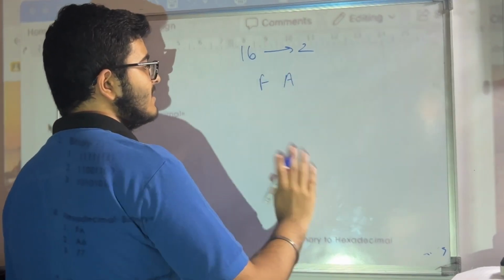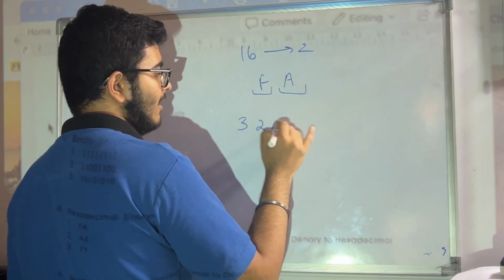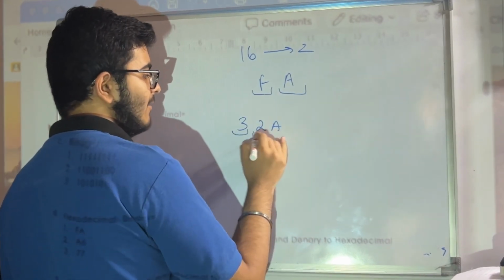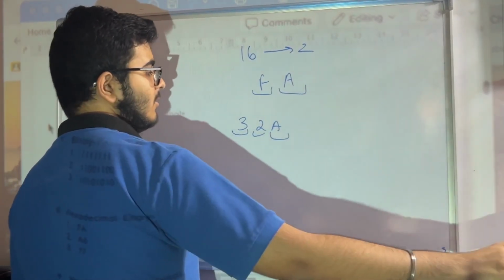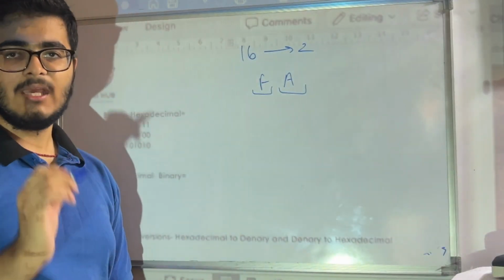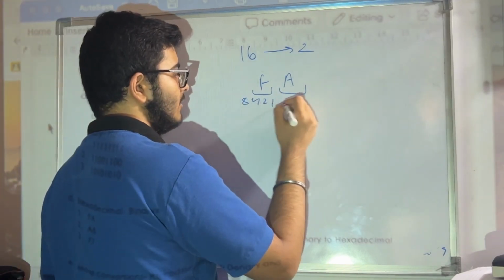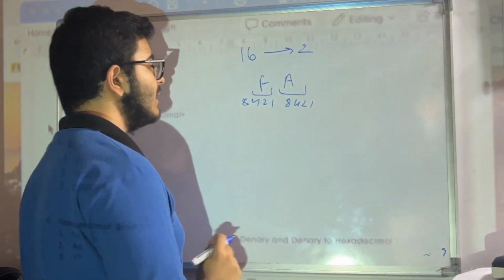FA. My first step will be to divide it into 2 parts. If I had 3 numbers, suppose 3 to A, this is the hexadecimal I have given, I will divide it into 3 parts, okay? So I have divided the number into 2 parts. This is my first step while doing hexadecimal to binary. Now I'm going to write 8421, 8421.